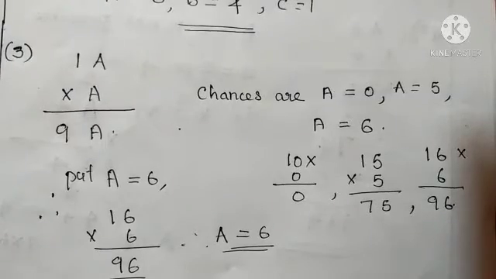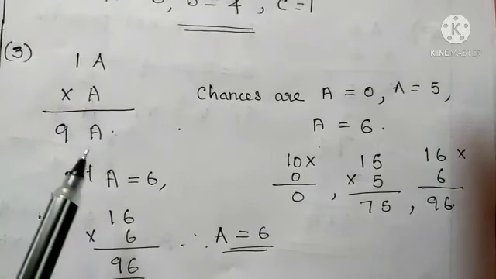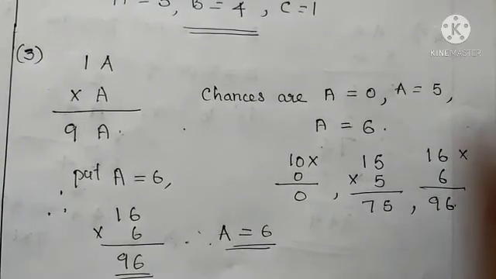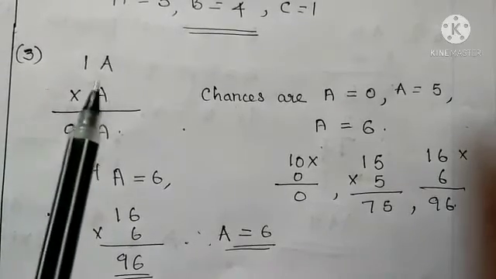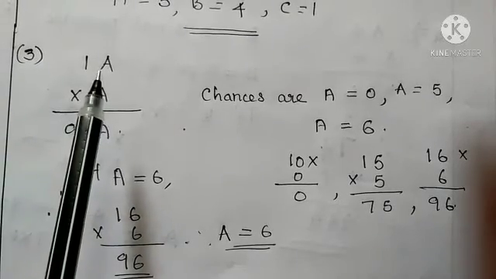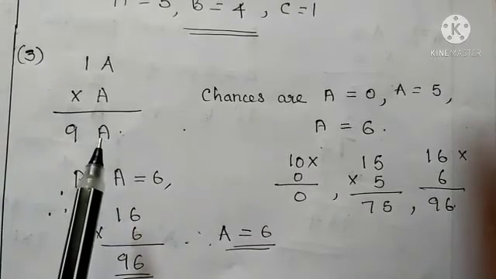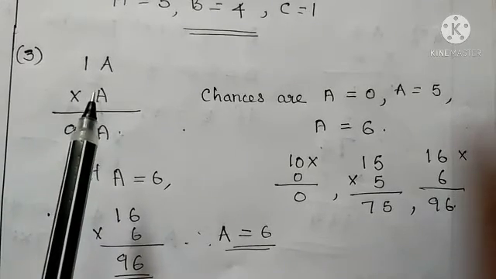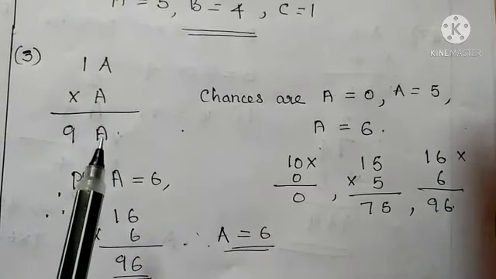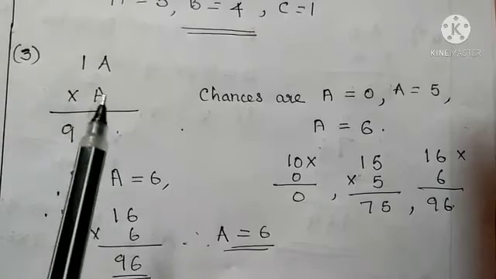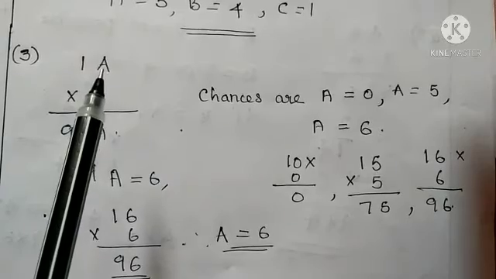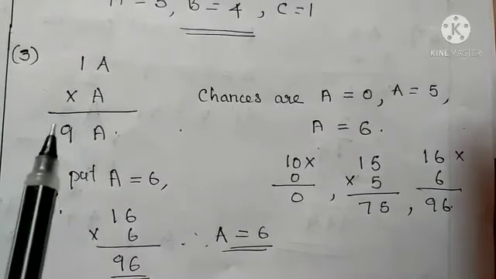Okay. Next question, 1A into A gives 9A. The chances for A: first one, A equal to 0, then 0 into 0, here also 0 will come. If A equal to 5 also, 5 into 5, unit place 5 will come. Next chance is A equal to 6. We know that 6 into 6 is 36, then here also 6 will come. These are the three chances. But 0 into 0, 0 is not possible, because if we take the 1 together, 10 into 0, the number will vanish.